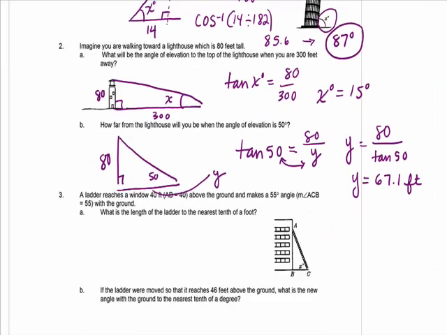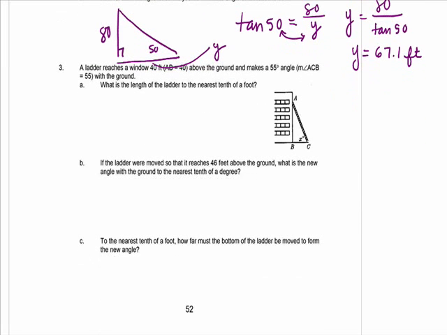Alright, and looks like our last setup here. A ladder reaches a window 40 feet above the ground and makes a 55-degree angle with the ground. What is the length of the ladder? I'm going to redraw it. We know that's 40 feet above ground. We don't know the length of the ladder, but we do know that it makes a 55-degree angle. Which trig function should I use? Opposite over hypotenuse, sine.